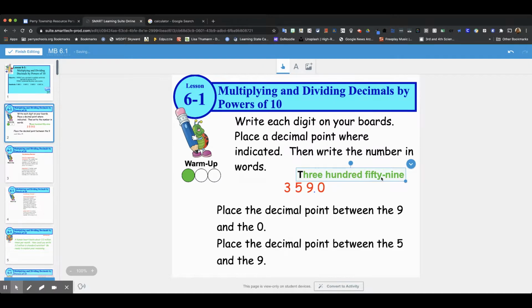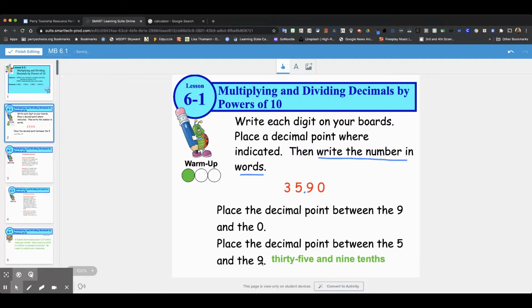All right. Now I want you to take your decimal and place it between the 5 and the 9. So now you're going to be taking that decimal and placing it right here between the 5 and the 9, and go ahead and write the number in word form. All right, as you can see here, I wrote in green, I have 35 and 9 tenths. I put the and because, just a refresher, the and tells us that there is a decimal point because we have 35 and 9 tenths. You could also have said 90 hundredths. Either one would have been correct.